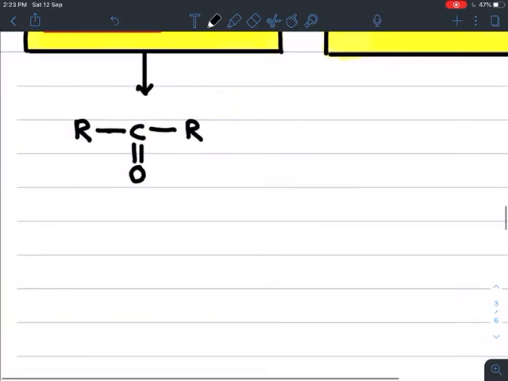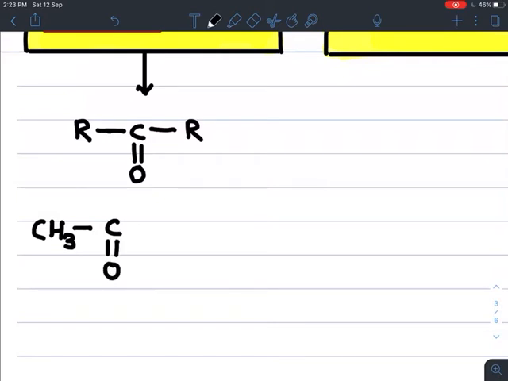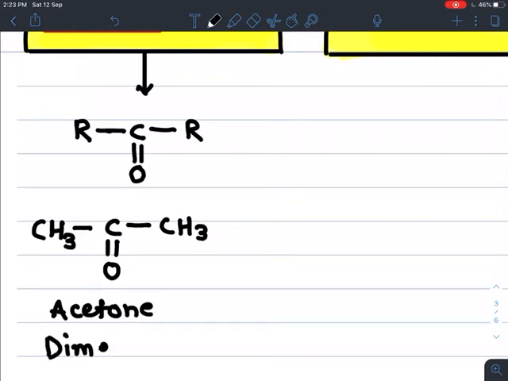If I take an example of this symmetrical ketone, CH3COCH3, this is acetone. The name of this ketone is acetone, or we can say dimethyl ketone. Dimethyl ketone is nothing but acetone, and this is a symmetrical ketone because two same methyl groups are attached on both sides of CO, and therefore this is an example of a simple ketone.